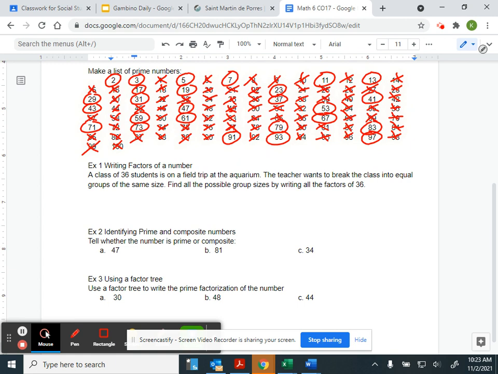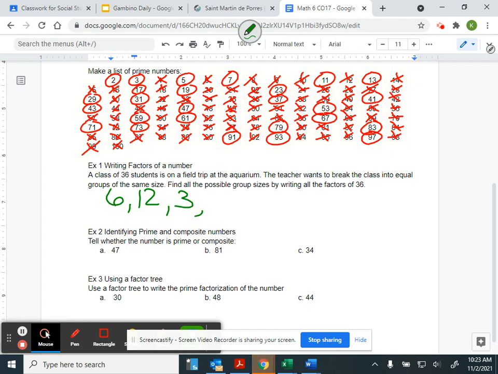So think about our factors of 36. What numbers do we multiply together to get to 36? Well, 6 times 6. So I'm just going to write the 6 one time. When we write factors, we only write each number once. Then 12 and 3.